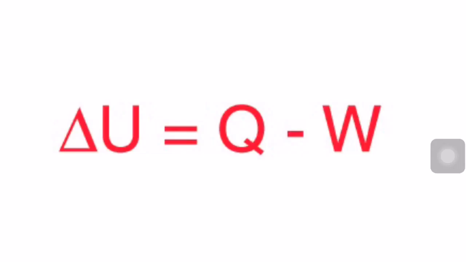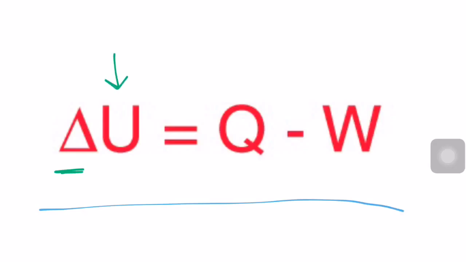Its equation form looks like this. Delta refers to change. Then U refers to the internal energy, and this is equal to Q, that is the heat entering the system, minus the work done by the system.